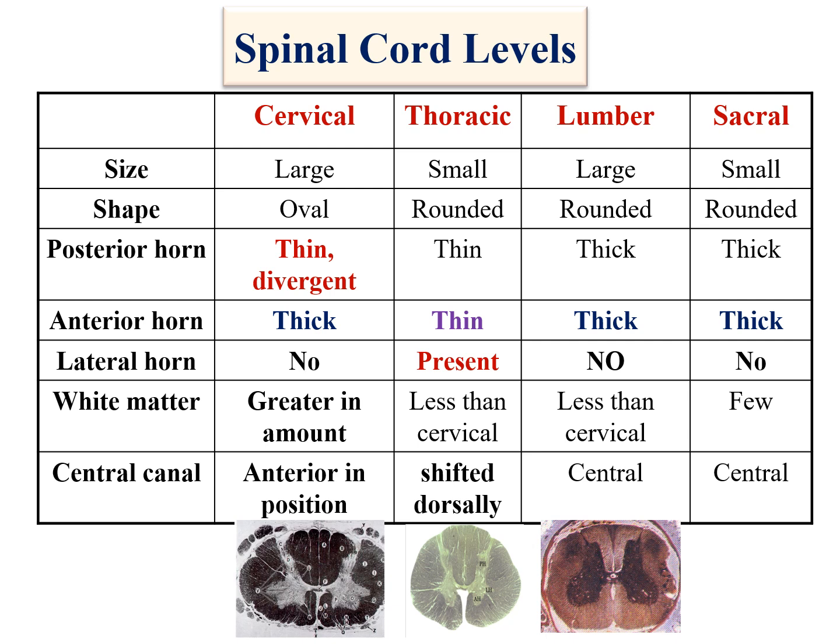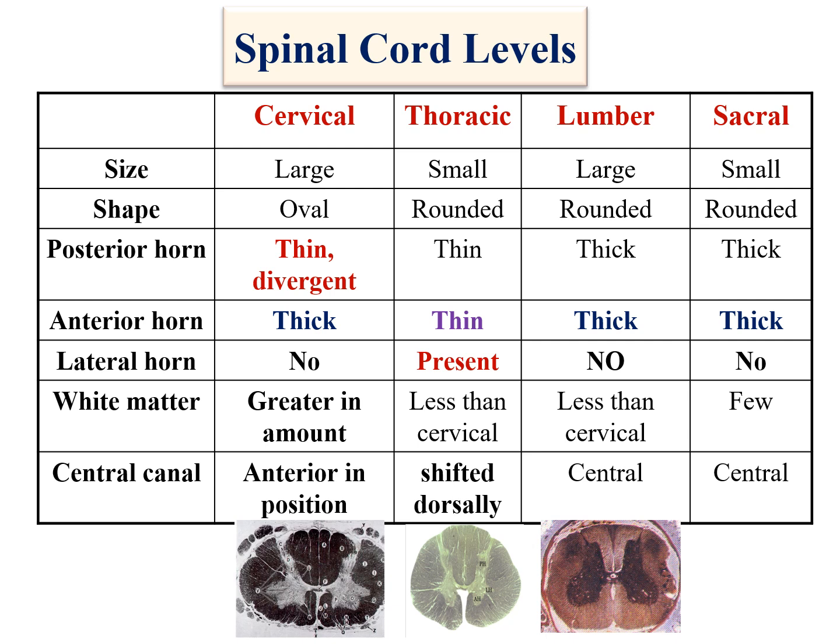As regards the shape, cervical is oval, meanwhile thoracic is rounded, lumbar is rounded but broad, and sacral is rounded also. What about the anterior horn and posterior horn? The posterior horn in the cervical segment is thin and divergent. In the thoracic segment it is thin also. In the lumbar segment it is thick. In the sacral segment it is thick.